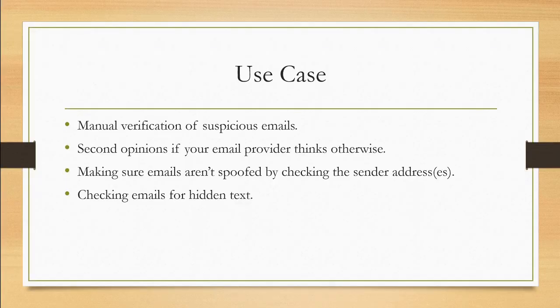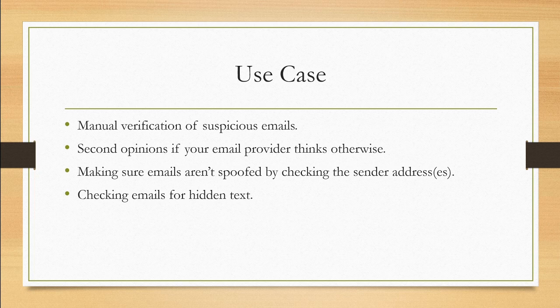The use case for this kind of ranges, but it's manual verification of spam emails. So if you have that feeling that it's going to be spam and you want a second opinion, you can just definitely run it and check. Second opinions if your email provider thinks otherwise. So if Gmail doesn't catch it, it'll give you an actual verification if it is spam or not.